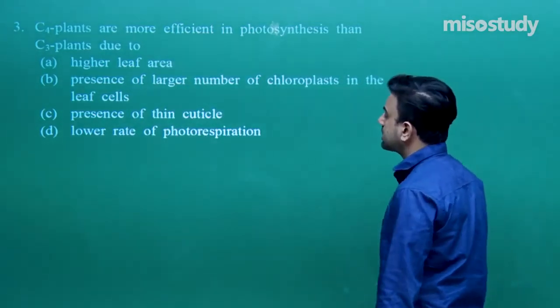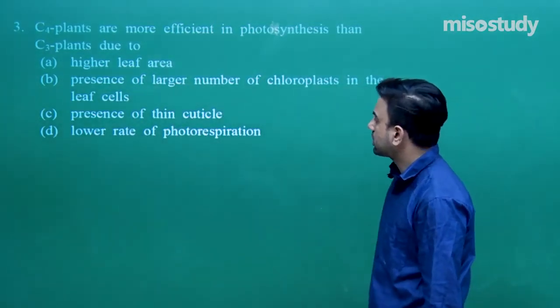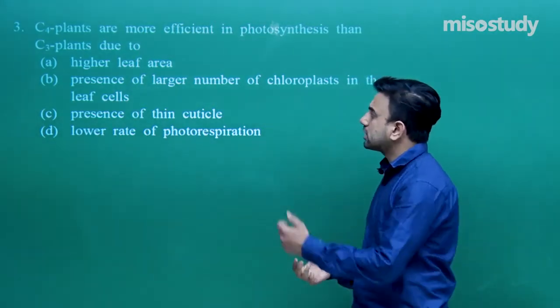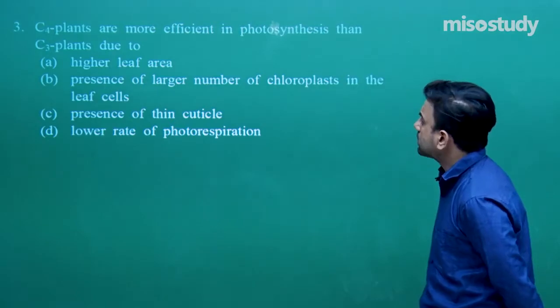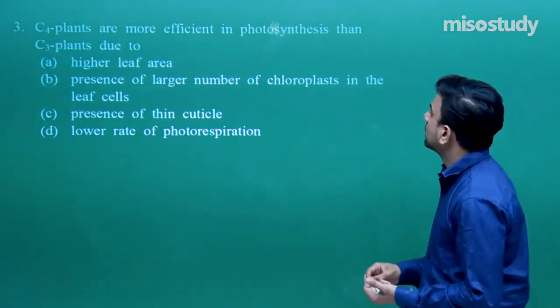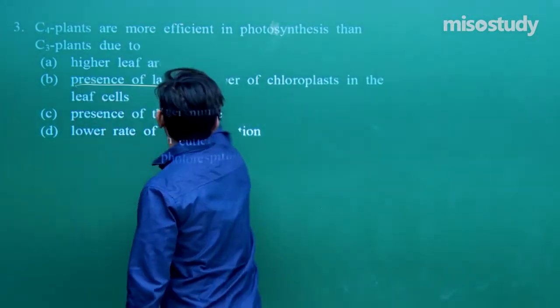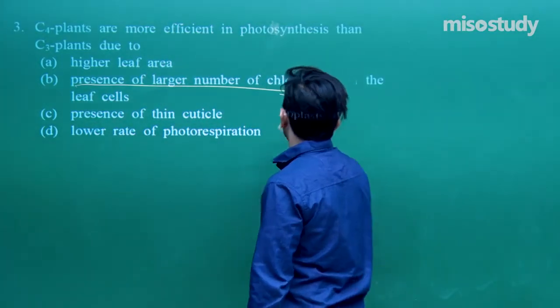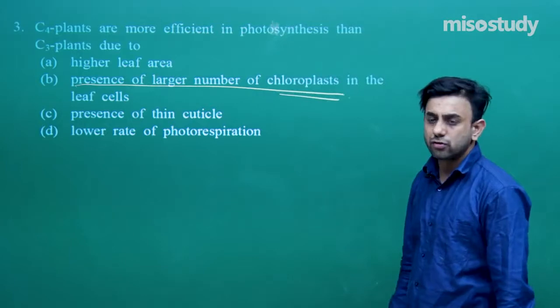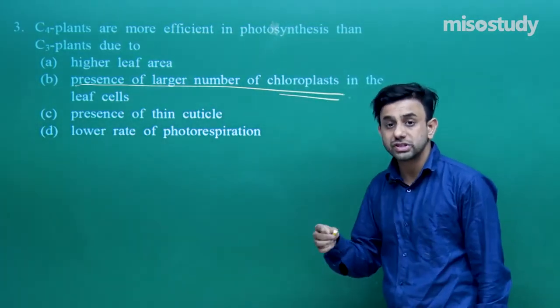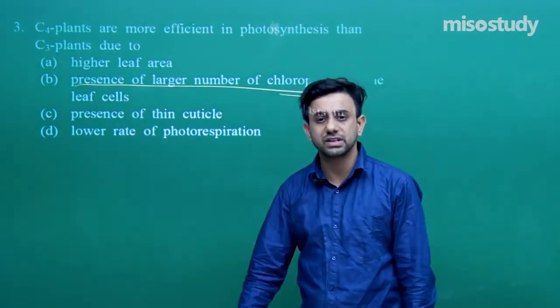Presence of thin cuticle and the lower rate of photorespiration. Now, basically what this is talking about is that C4 plants are more efficient in photosynthesis than the C3 plants because of the presence of a larger amount of chloroplast. Now, what we see here is that the chloroplasts in the C4 plants are surrounded by the bundle sheath cells, which are then surrounded by the mesophyll cells.